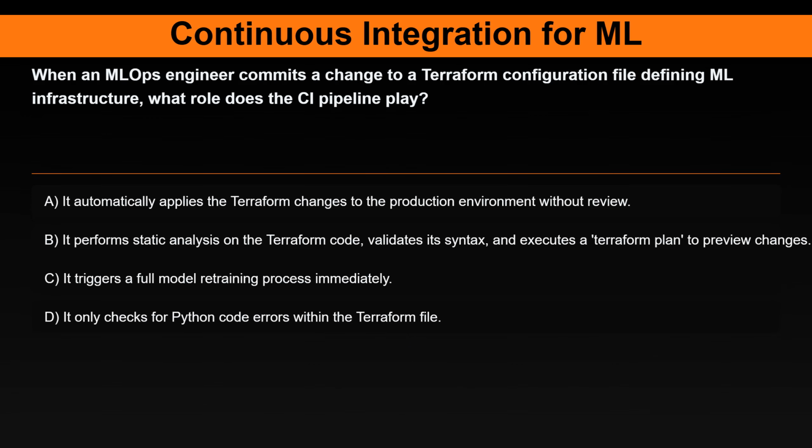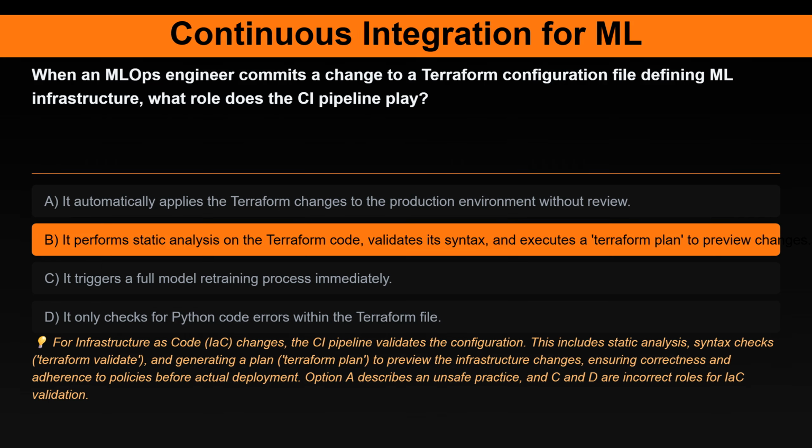Question 15. When an MLOps engineer commits a change to a Terraform configuration file defining ML infrastructure, what role does the CI pipeline play? Option A. It automatically applies the Terraform changes to the production environment without review. Option B. It performs static analysis on the Terraform code, validates its syntax, and executes a Terraform plan to preview changes. Option C. It triggers a full model retraining process immediately. Option D. It only checks for Python code errors within the Terraform file.